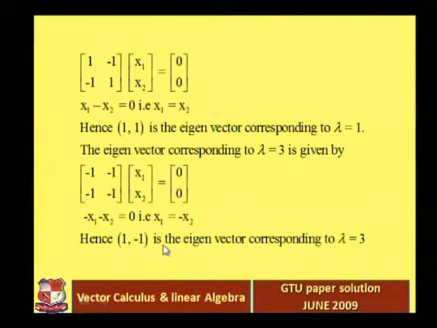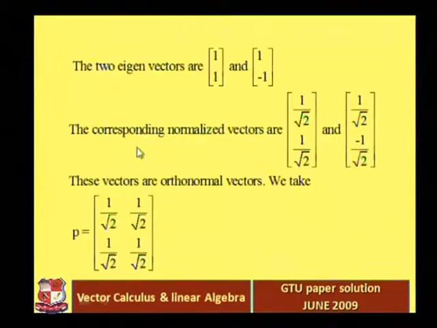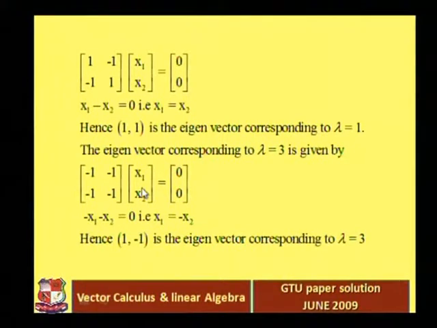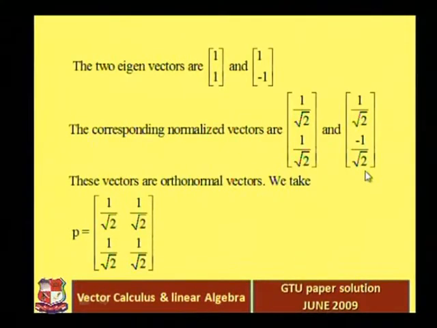Take x2 equal to minus 1, so you will get x1 equal to 1. So (1, -1) is the eigenvector corresponding to lambda equal to 3, and (1, 1) is the eigenvector corresponding to lambda equal to 1, right? So here is our matrix P. First of all we have to normalize these two eigenvectors. How do we normalize? Divide by its norm. What is the norm of the vector (1, 1)? Under root 1 square plus 1 square, that is under root 2. So we divide by the norm: 1 by root 2, 1 by root 2, and then (1, -1) becomes 1 by root 2, minus 1 by root 2.